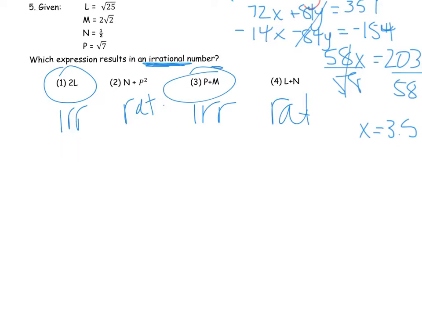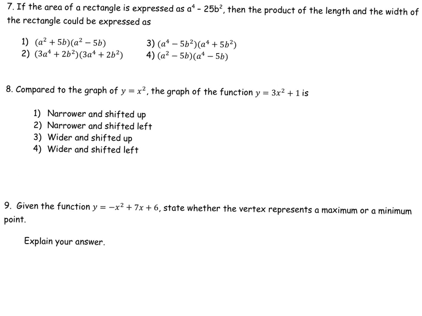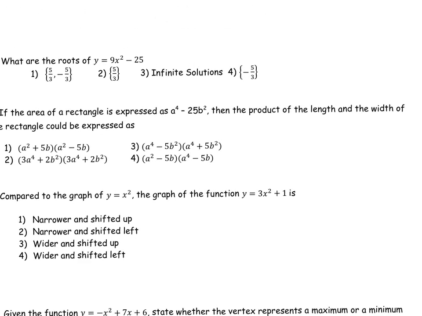Next page. What are the roots? All right, so there's a couple different ways you can do this. Check the calc. If I want to find the roots of a quadratic, I factor and T-chart. First, I'm going to set it equal to 0. 9x squared minus 25 is equal to 0. Double bubble. 3x minus 5 and 3x plus 5.